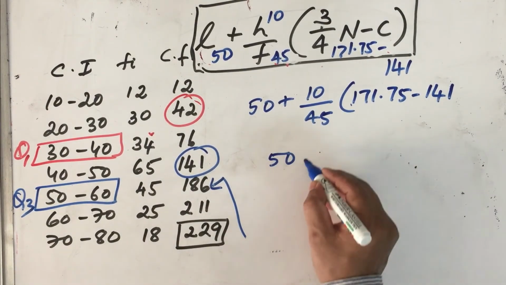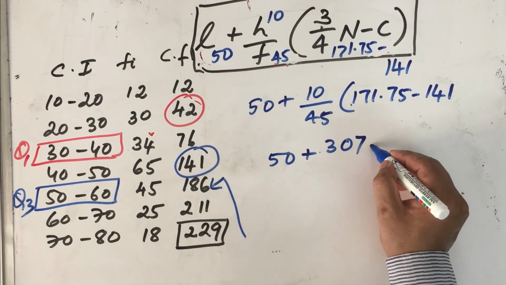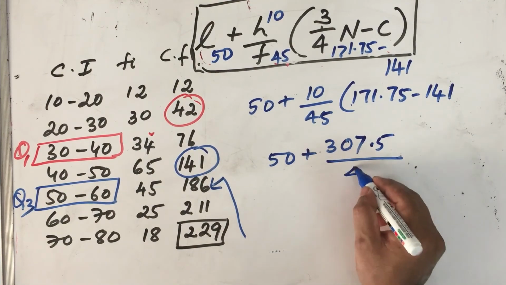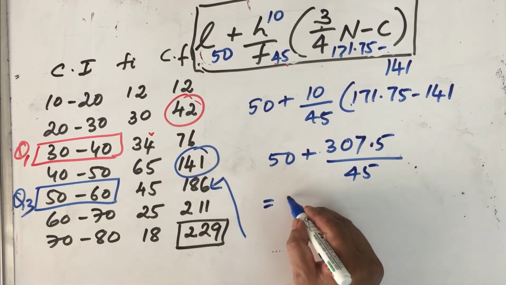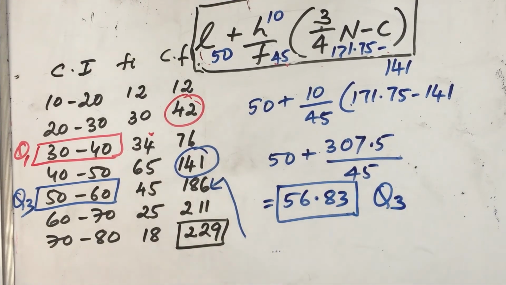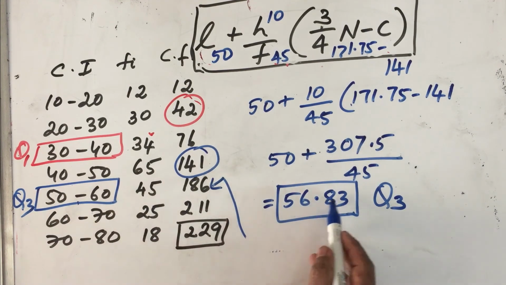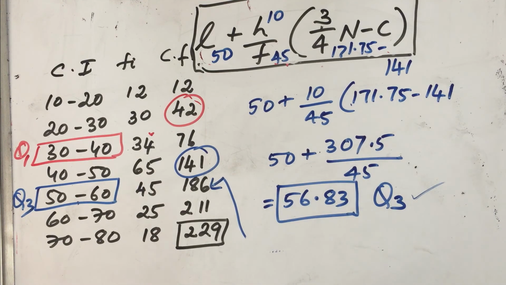When you do that, you will get 50 plus 307.5 divided by 45. So this will be equal to 56.83. This is Q3. Also check whether the answer that you got is within the quartile class. 56.83 is within the 50 to 60 class interval. So therefore your answer should be right. So we have learned calculating Q1 and Q3. This is one of the measures of dispersion.